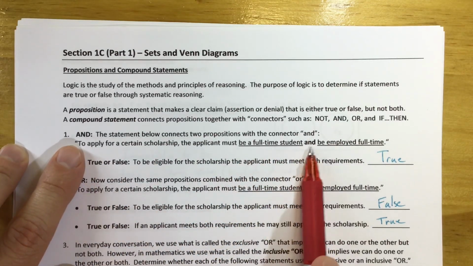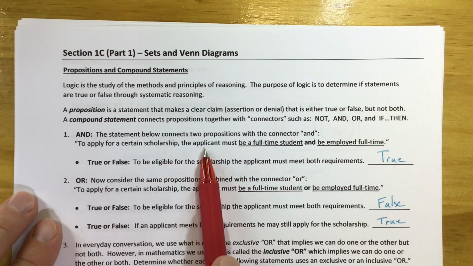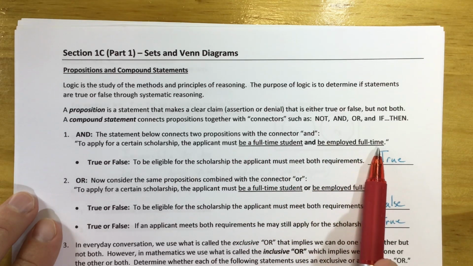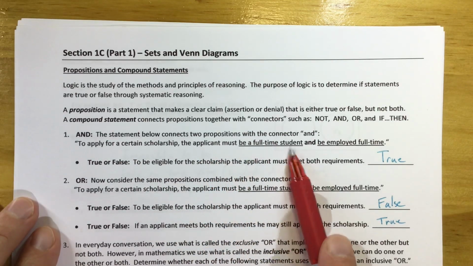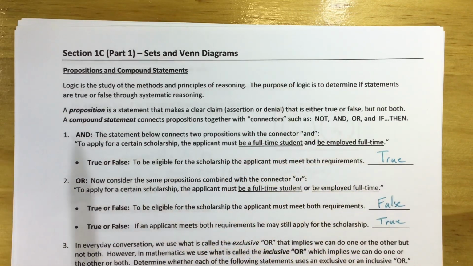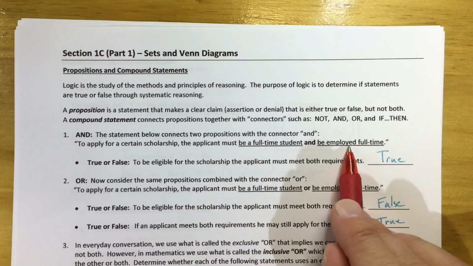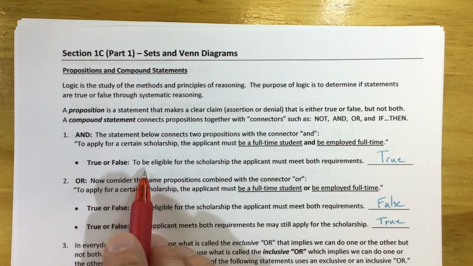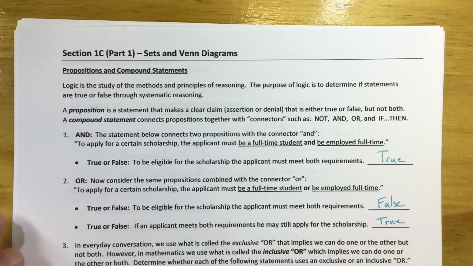All right, this is about the word and. Okay, the word and, you can see it there in bold print. All right, our statement says, to apply for a certain scholarship, the applicant must be a full-time student and be employed full-time. Okay, so we kind of think about what that means. If you're applying for the scholarship, what does that mean? You must be a full-time student and employed full-time. That means that there's two boxes that you need to be able to check off. You should be able to say, yes, I'm a full-time student, and you should be able to say, yes, I'm employed full-time. All right, so true or false. To be eligible for the scholarship, the applicant must meet both requirements. Yes, that's how we interpret it.